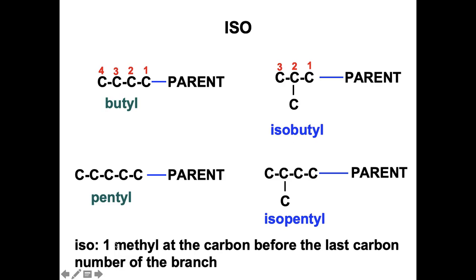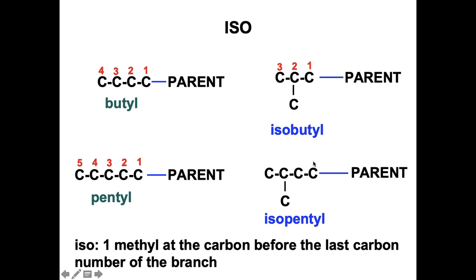Again, remember, iso is 1 methyl at the carbon before the last carbon number of the branch. So your last carbon number is carbon number 3. You have 1 methyl at the carbon before the last carbon, so it must be at carbon number 2. So you have 1 methyl. The total carbon are 4, so it is isobutyl.